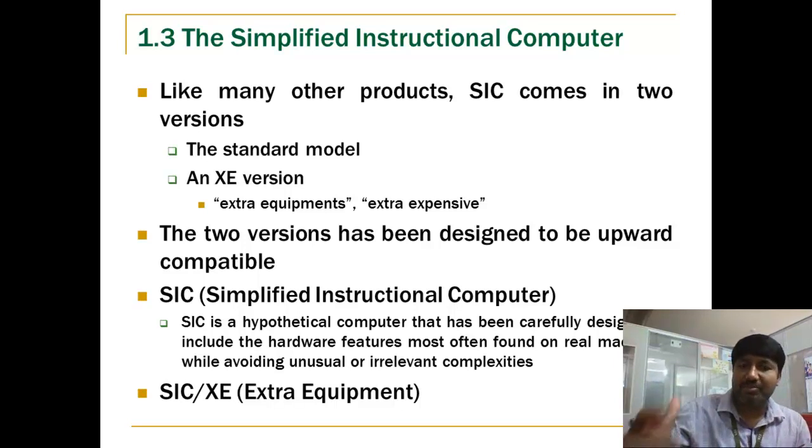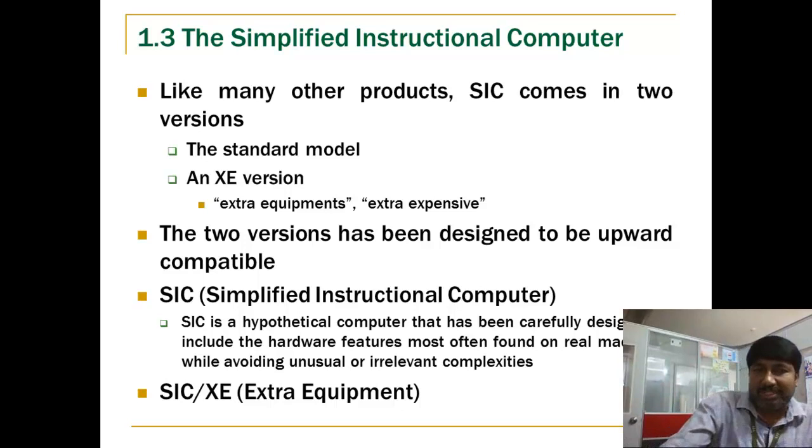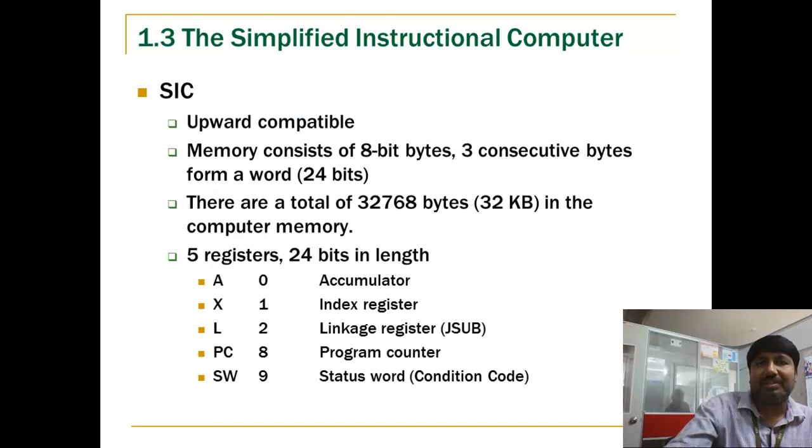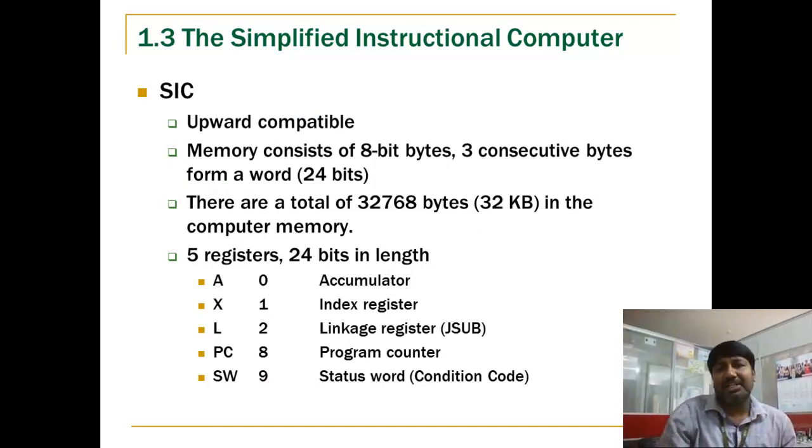So we have two variants throughout this particular chapter: machine architecture in chapter 1 unit 1, assembler in chapter 2 unit 2, loaders and linkers in chapter 3 unit 3, and microprocessor in chapter 4 unit 4. Also we will discuss SIC/XE versions. We will discuss what is a simplified instructional computer. It's very simple. Upward compatibility is there.